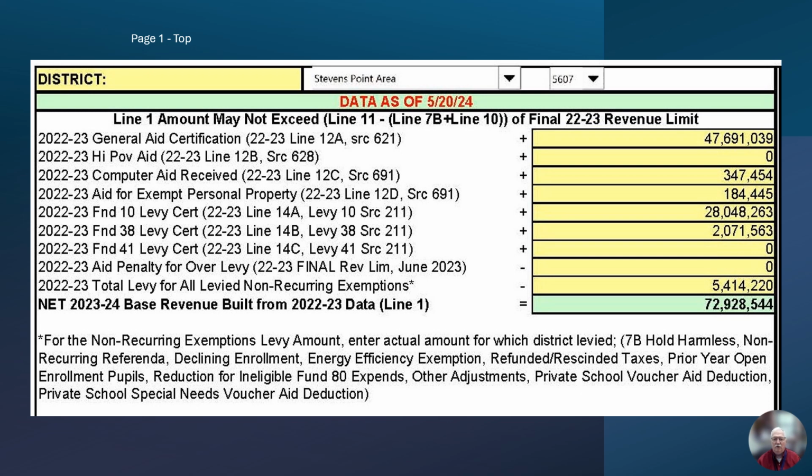The upper left corner of page 1 provides the base revenue limit data from last year, upon which the calculation for the next year's revenue limit begins. The base revenue limit showing here is $72,928,544, which carries over to line 1 on page 2.